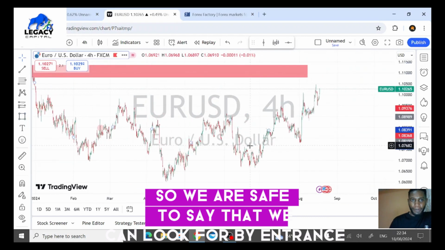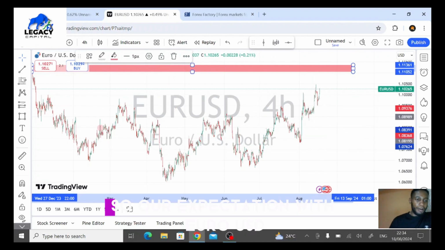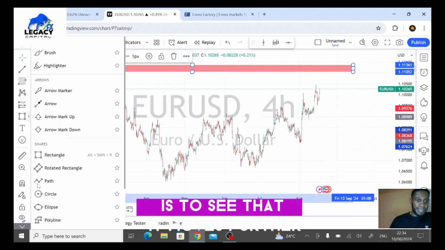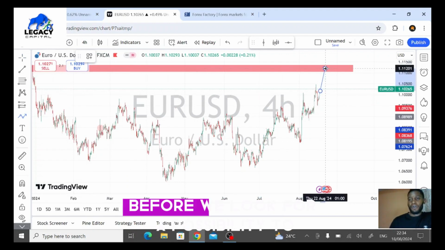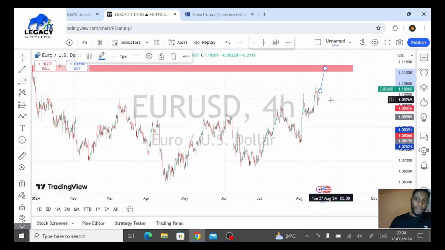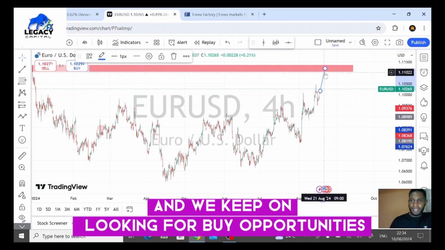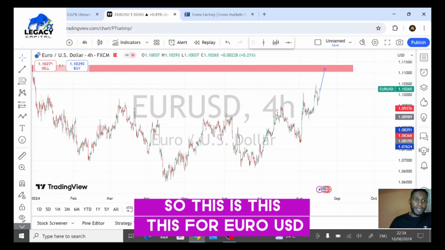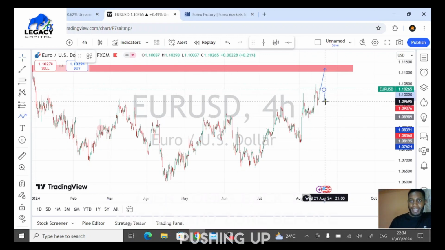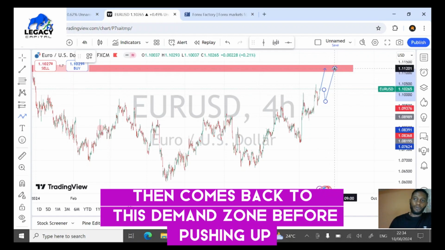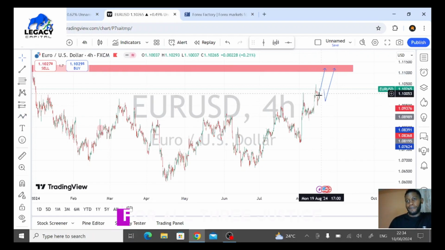So we are safe to say that we can look for buy entries as long as EURUSD has not gotten to this zone. It can retrace a bit, but we want to see it move into this zone before we look for a possibility to further enter, or maybe the dollar index will keep on falling and we keep on looking for buy opportunities. So this is it for EURUSD. There is still another possibility that at the open, the market can retrace back a bit, then come back to this demand zone before pushing up, which is safer. So this is an ideal and a more conservative entry for all traders this week.